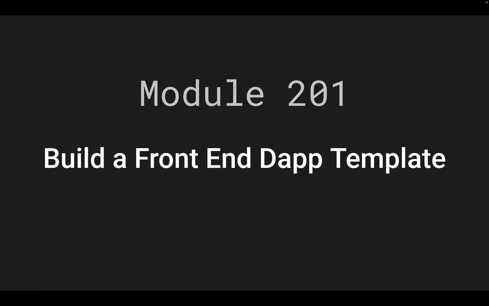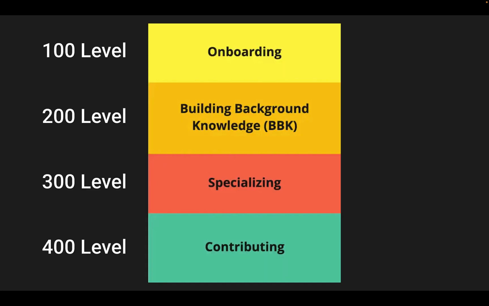The new module is called Build a Front-End dApp Template, and this is the first 200-level module in the course. The first four modules are what we call the onboarding modules, and they're numbered in the 100s, 100 through 103. Now we're moving on to the Building Background Knowledge part of the course, or BBK.